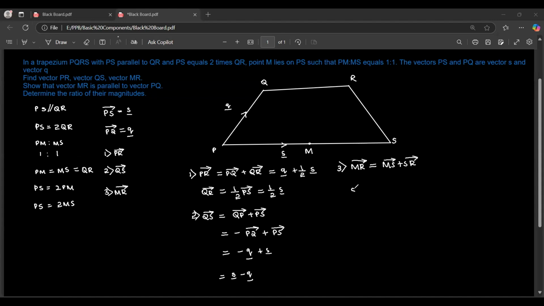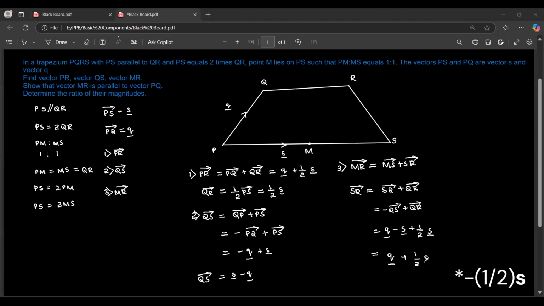So first of all, we have to find out SR. SR is equal to SQ plus QR, and we know SQ is minus QS, plus QR. Minus QS is equal to Q minus S. Why? We know QS already. QS is equal to S minus Q, so minus QS must be Q minus S. And then we have QR. I think we found out QR, that is plus half S. So we have Q plus half S. That's what we have for SR.